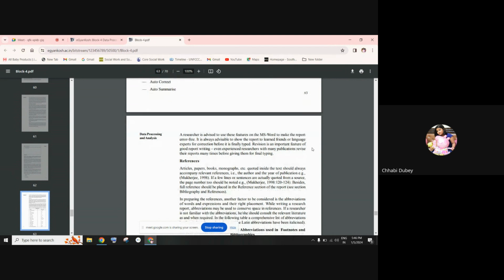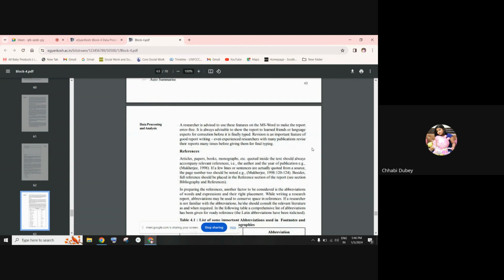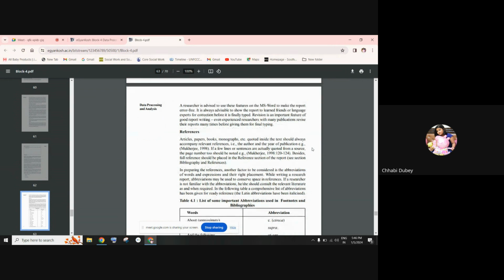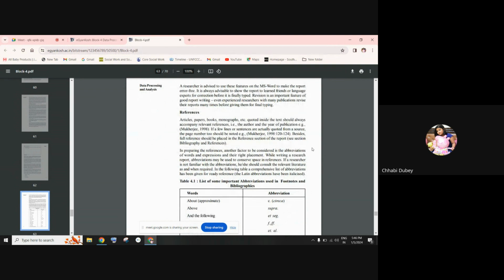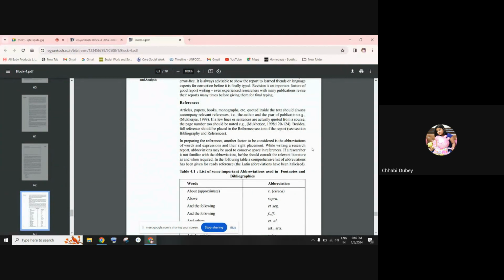Now, references must be included at the end of the research report. These will include articles or papers, book chapters or monographs, etc. They must always be quoted inside the text and should always accompany the relevant references. So, again, as said, depending upon the style of citation, we will cite the references.